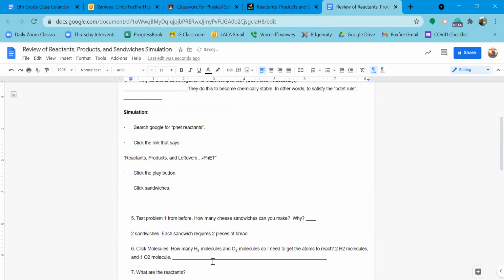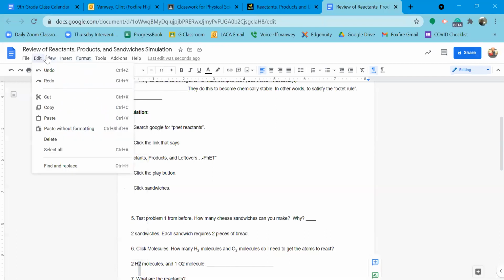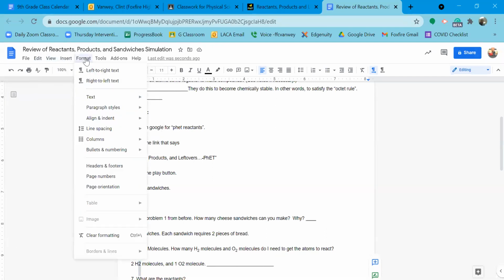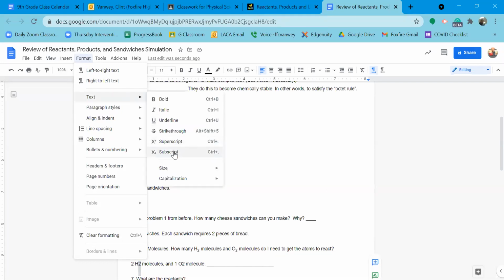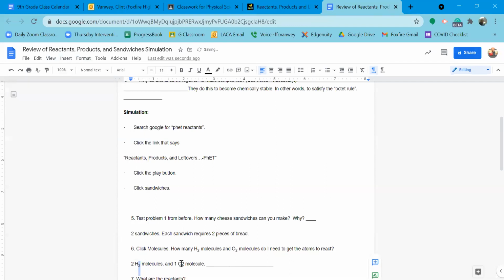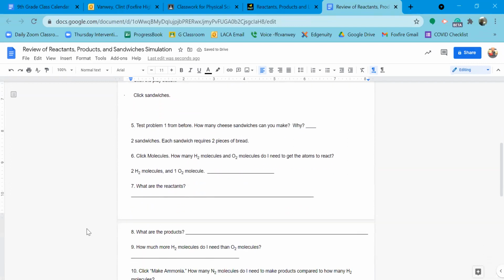You have to forgive me for not having subscripts in here. It'll take you a second to add those. It always does. Google Docs doesn't like to cooperate. I need 2 H2 molecules and 1 O2 molecule.